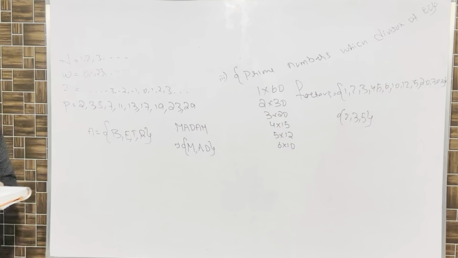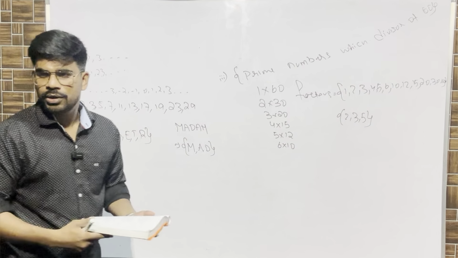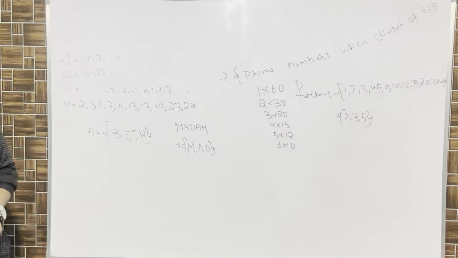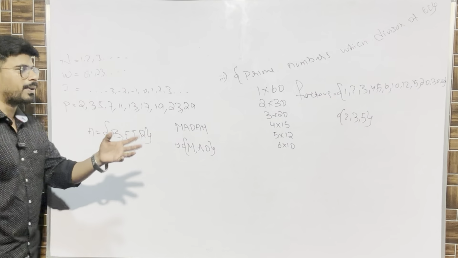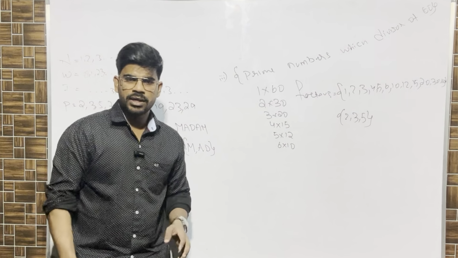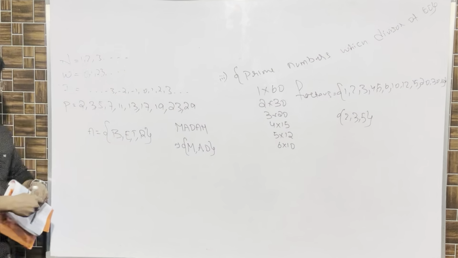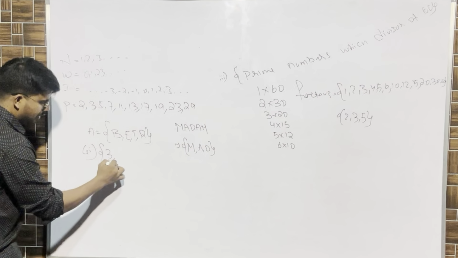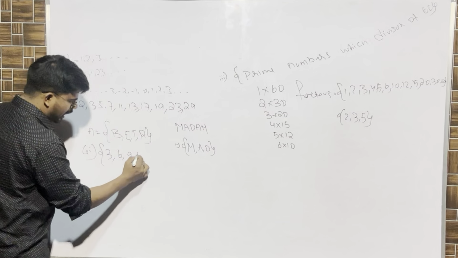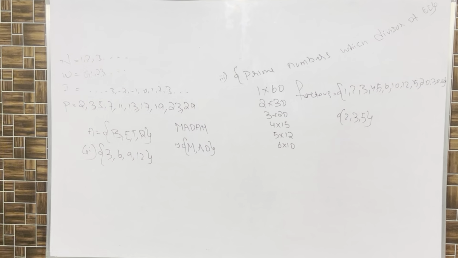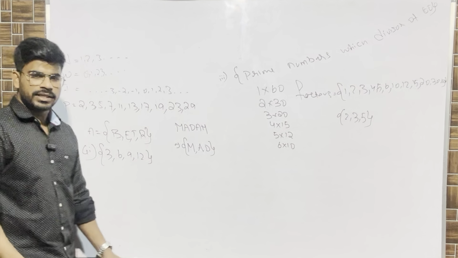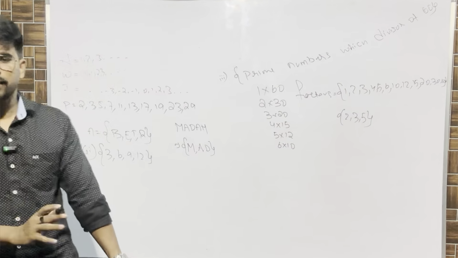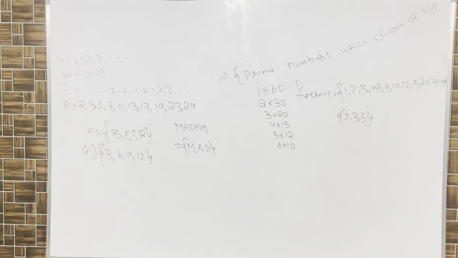Next type of questions are roster form to set builder form. In order to convert the roster form to set builder form, you have to identify the common thing which is there in the set. For example, in sixth question, first bit, what is given? 3, 6, 9, 12. This is the roster form. We have to write the set builder form. Understand, it becomes quite difficult while writing roster to set builder form if you do not understand in a proper way how to write it.